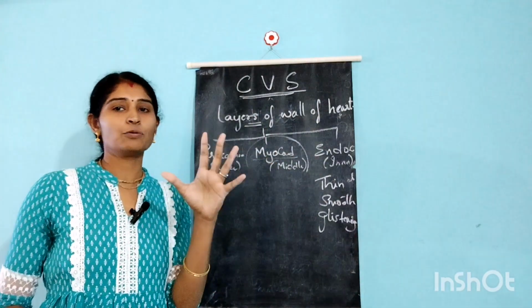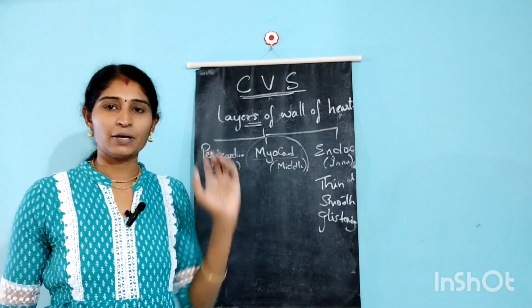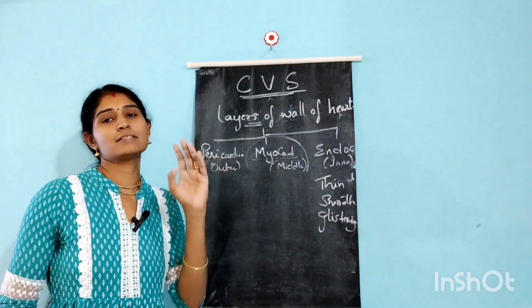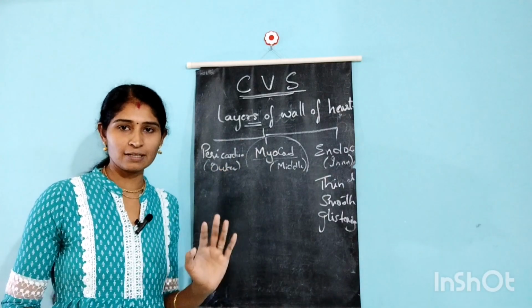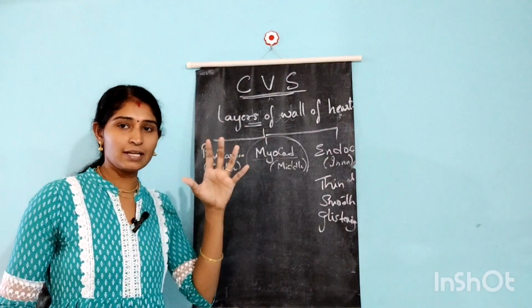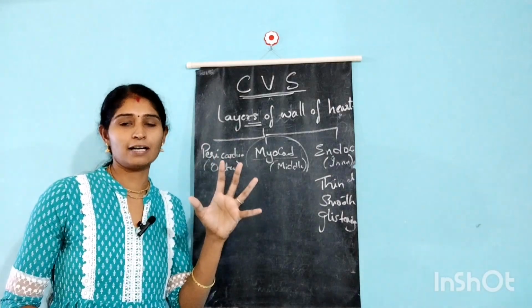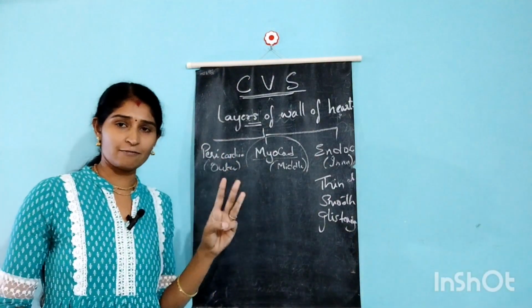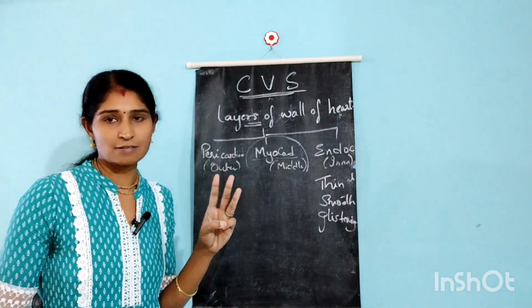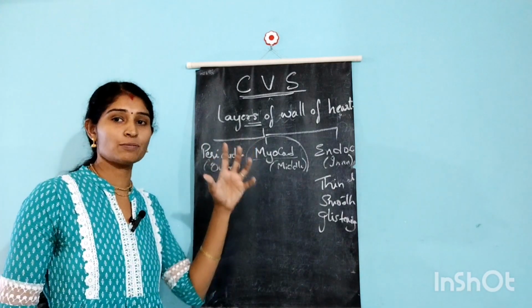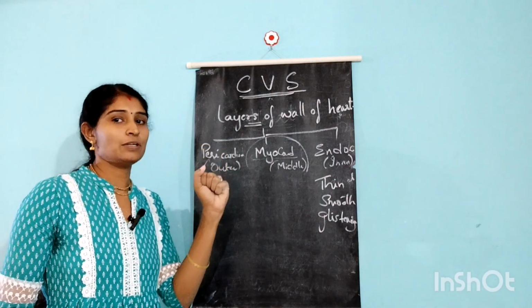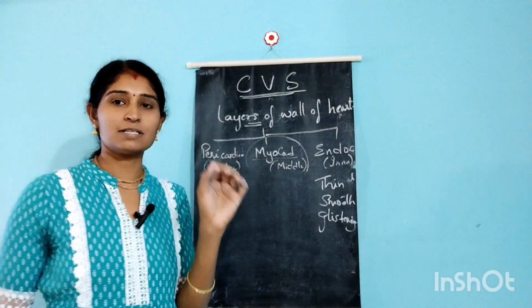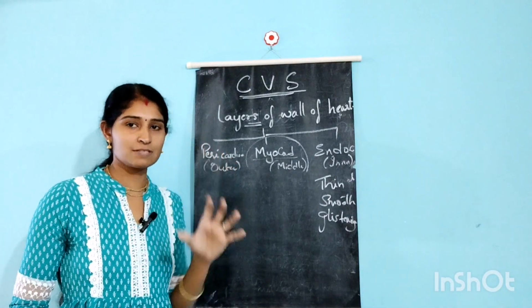that is three layers: outer pericardium, middle myocardium and inner endocardium. Inner endocardium is a single layer. It is thin, smooth and glistening. Whereas myocardium, the middle layer, forms the bulk of the heart, and it has three types of muscle fibers: muscle fibers which form the contractile unit of the heart, the pumping action of the heart, muscle fiber which forms the pacemaker, and muscle fiber which acts like the conductive system.